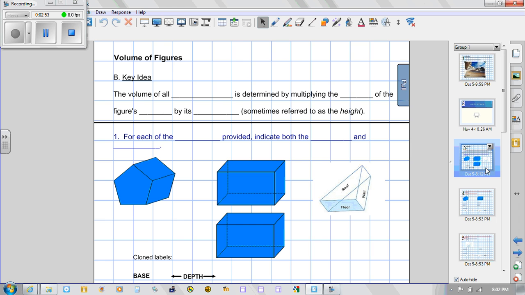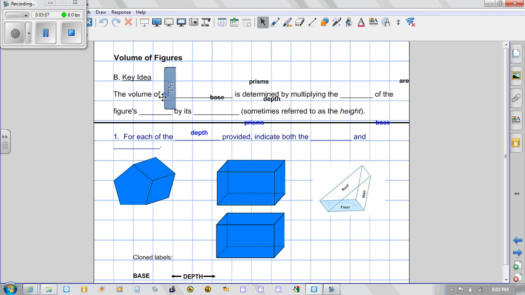According to what we have here, you have a template that you can fill out. I'm going to give you a couple of key ideas, and then we're going to build the concept of volume from there. So let's fill in a few of these blanks. The volume of all prisms is determined by multiplying the area of the figure's base by its depth. And sometimes depth is referred to as height.